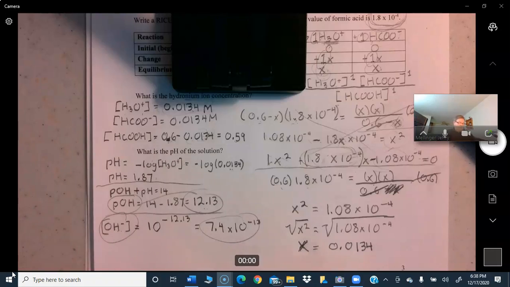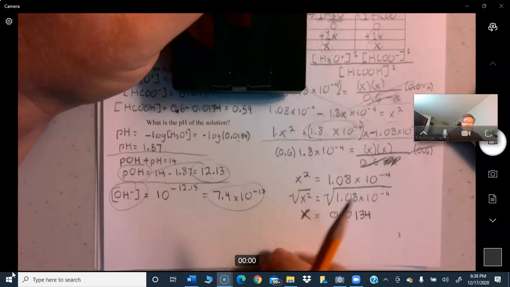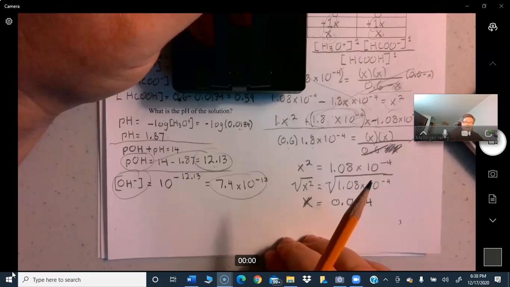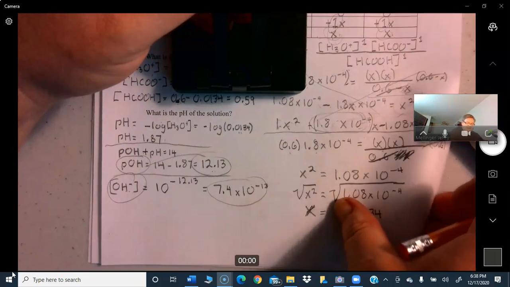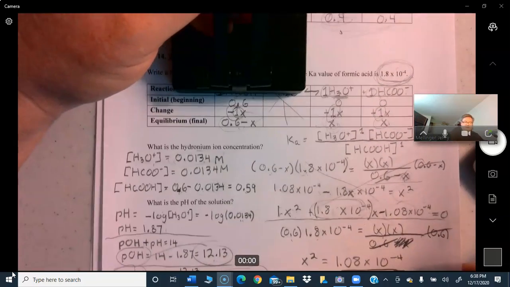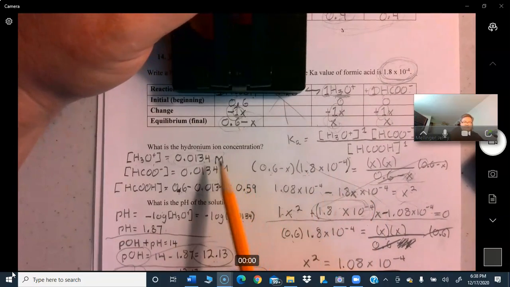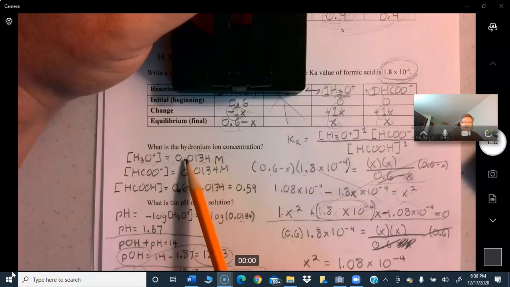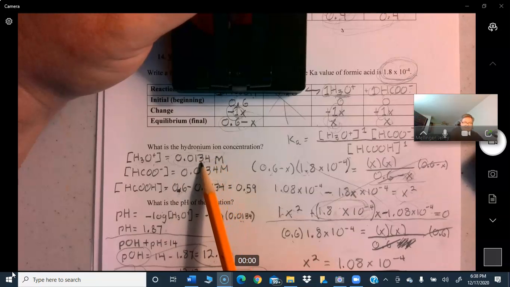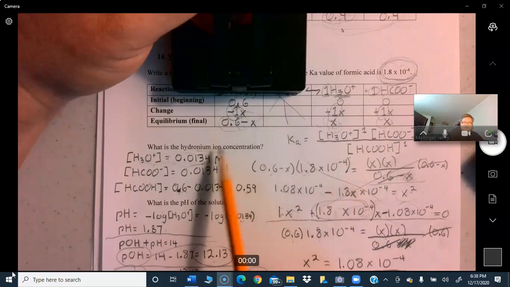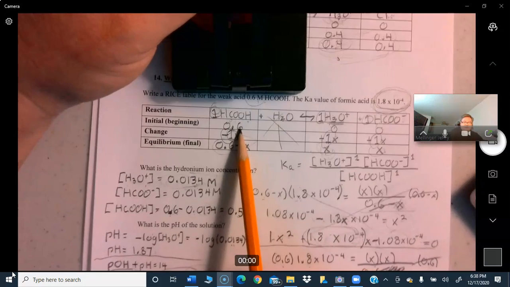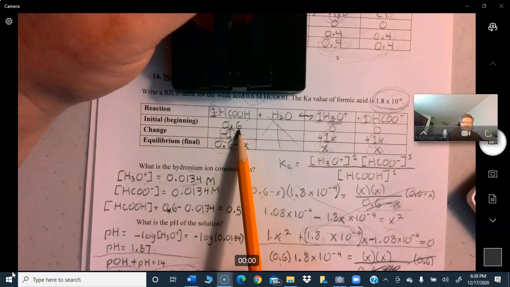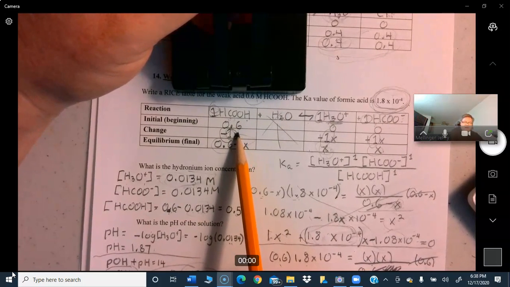Okay. Now, one more thing we have to do that I said we had to do in the video, and I didn't do it there, is the 5% rule. So the 5% rule states that the relationship between the value that you got for X, which is the hydronium concentration, that is less than 5% of the original concentration of your acid, which is 0.6. And then you multiply that by 100, and that'll give you the percent. It's got to be less than 5%.